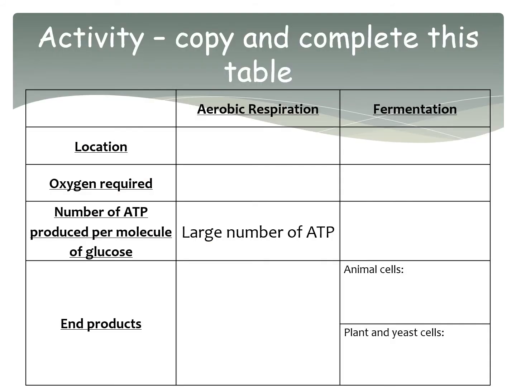So to summarise both aerobic respiration and fermentation and compare them, you're going to do this next activity. You need to draw out the table, pause the video and try to answer the questions. Where is the location of aerobic respiration and fermentation? Does it require oxygen? How many ATPs are produced in aerobic respiration and how many in fermentation? And what are the end products in aerobic respiration and in fermentation in animal cells, and then plant and yeast cells?